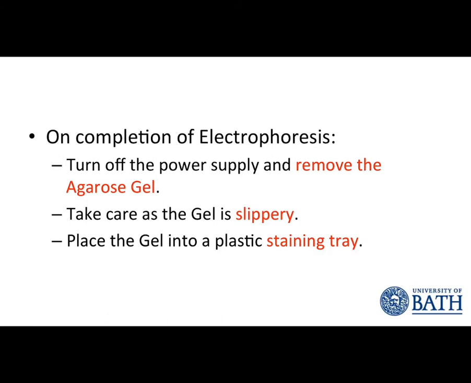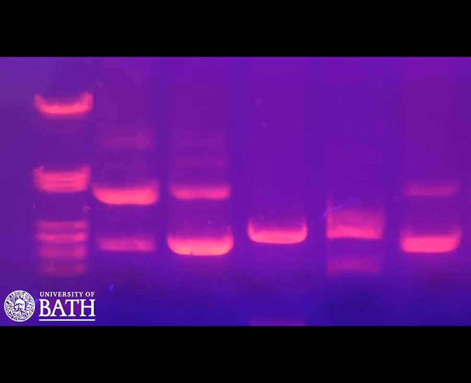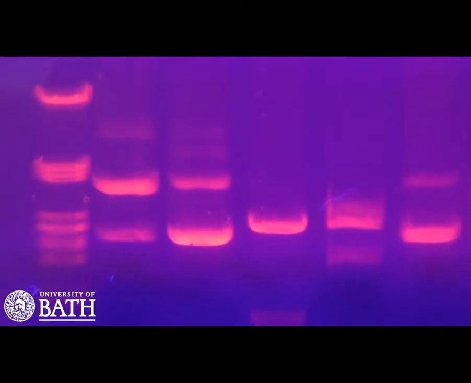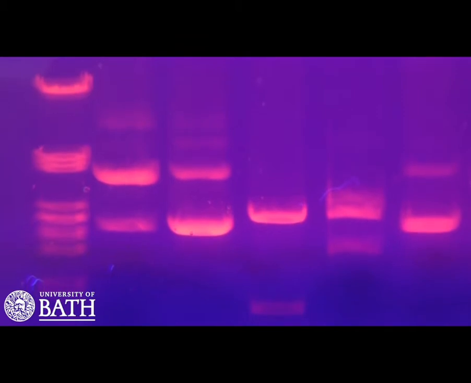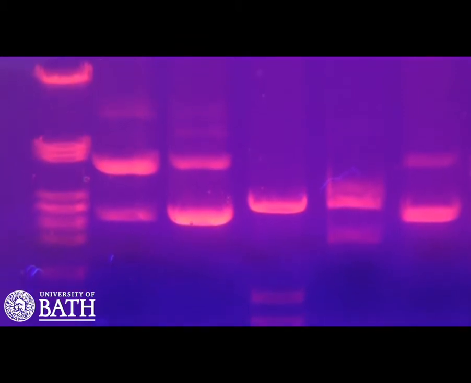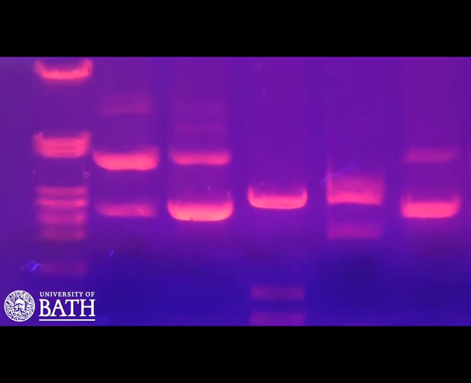Using your thumb, nudge the gel from the gel tray, allowing it to slide into your plastic staining tray. Now we're going to let it sit for about 20 minutes until the gel hardens. As the agarose hardens, it will become opaque. Just make sure that the gel is hard before you remove the comb, otherwise the wells will collapse.